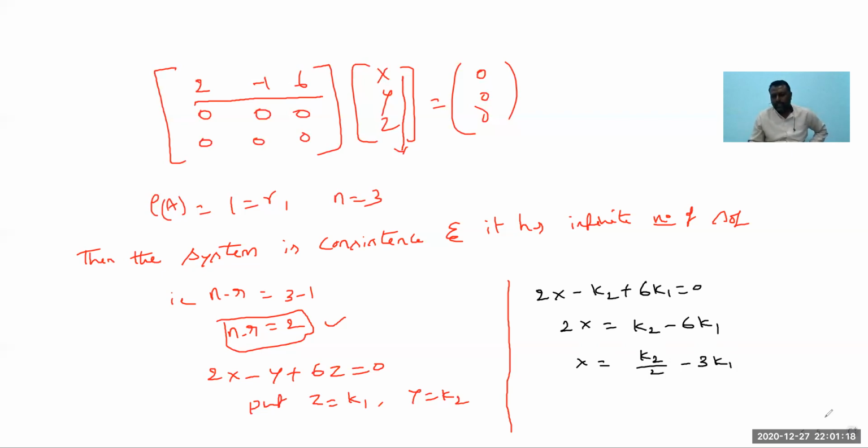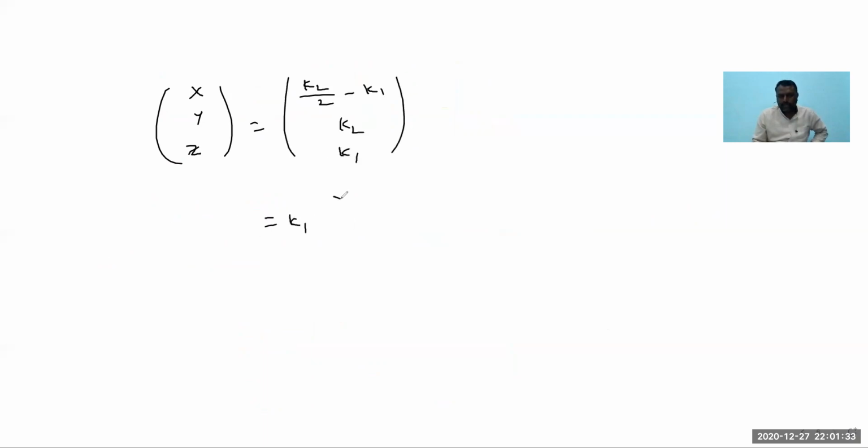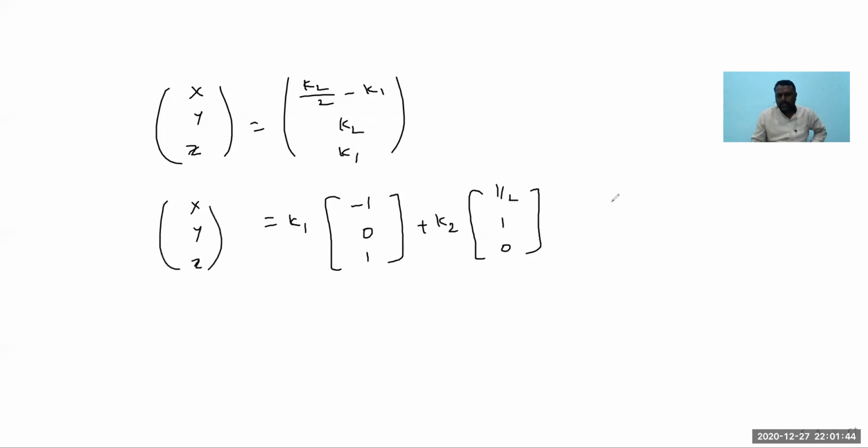So finally, we can get the matrix x, y, z. Here we can write k2 by 2 minus 3k1, k2, k1. In the matrix, you can take k1 common, with coefficients minus 3, 0, 1. And k2 is common, you can get 1 by 2, 1, 0. So these are the eigenvectors corresponding to lambda equal to 2.